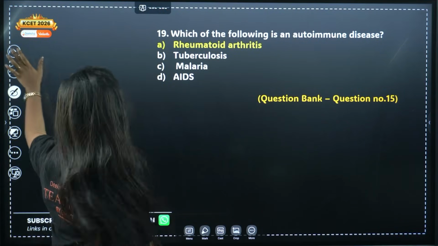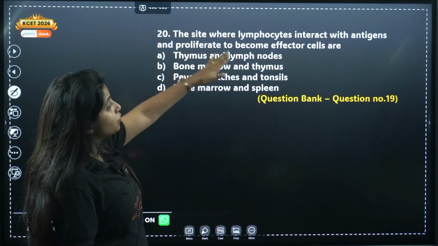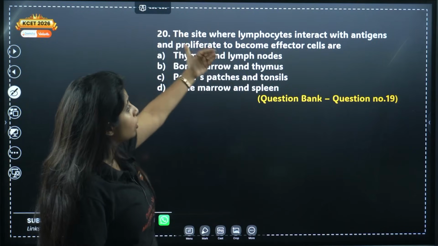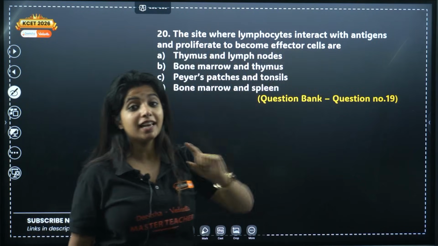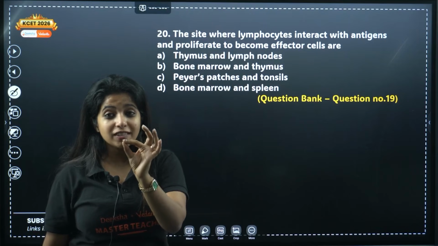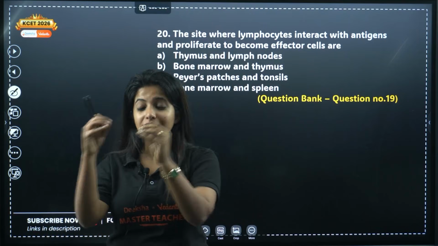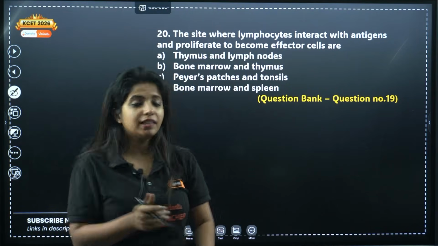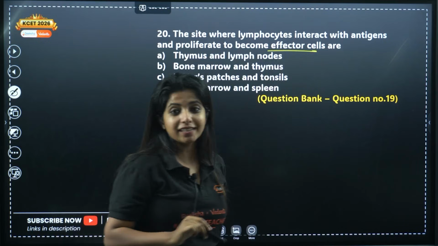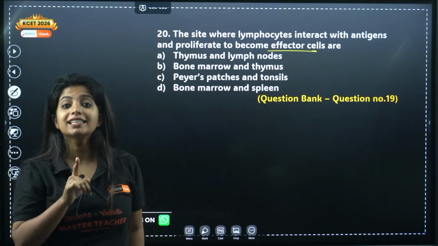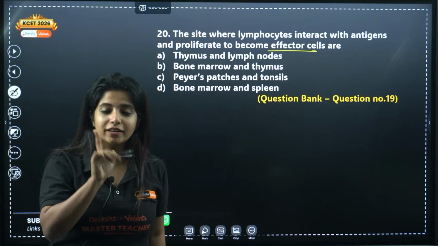Okay. Next, the site where lymphocytes interact with antigens and proliferate to become effector cells. I told you, lymphocytes basically are now going to see the antigens, and they are going to become effector cells. What are these sites known as? These sites are known as secondary lymphoid organs.